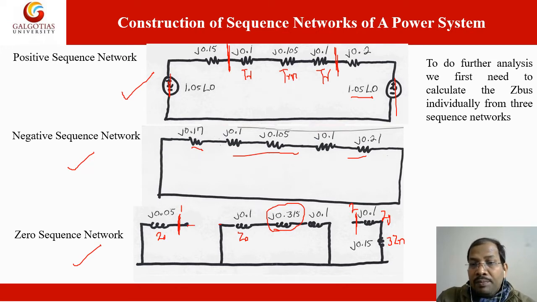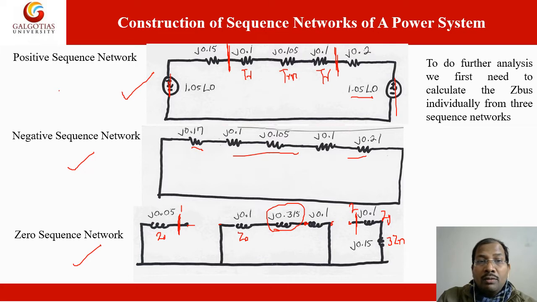Similarly here, primary star grounded, so this S1 will be closed, and P2, the secondary side is delta, so P2 will be closed. So S1 and P1 will be open. So we are getting this one. Then after that you can obtain the Z bus.